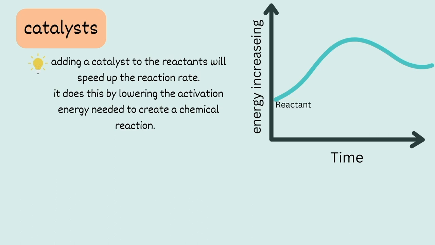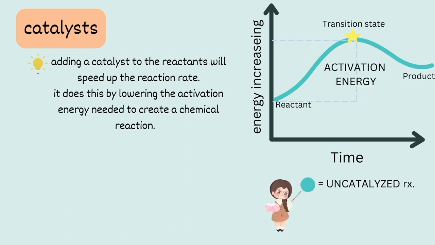On the left, we have the reactants, and on the right, we end with the products. At the peak of the line is the transition state. The area from the beginning of the reactants to the transition state is the activation energy. The blue line represents our uncatalyzed reaction, meaning there is no catalyst present. And our pink line will represent our catalyzed reaction, meaning there is a catalyst present.